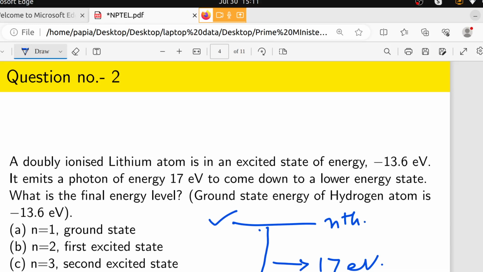That is the question, and you have to tell what is the value of n here. They have given that the doubly ionized lithium ion is in an excited state of minus 13.6 electron volt, and then it emits a 17 electron volt photon to come down to a lower energy state. What is the final energy level for that?